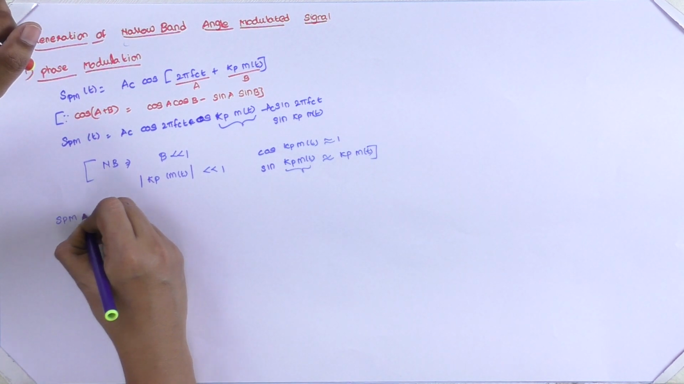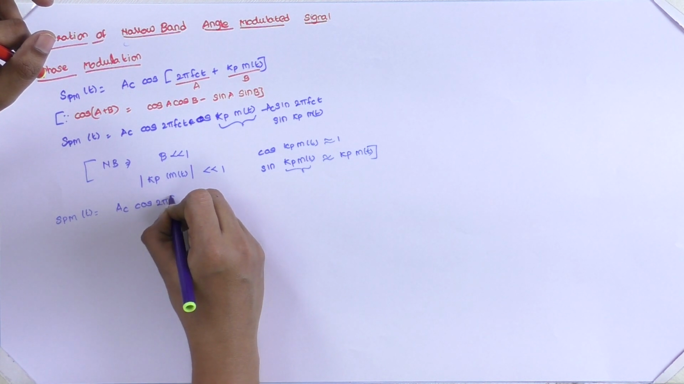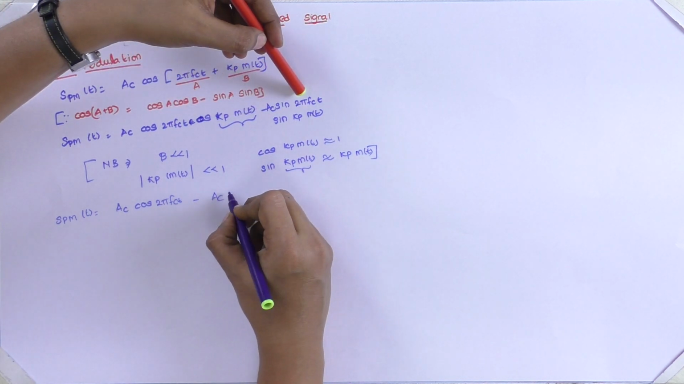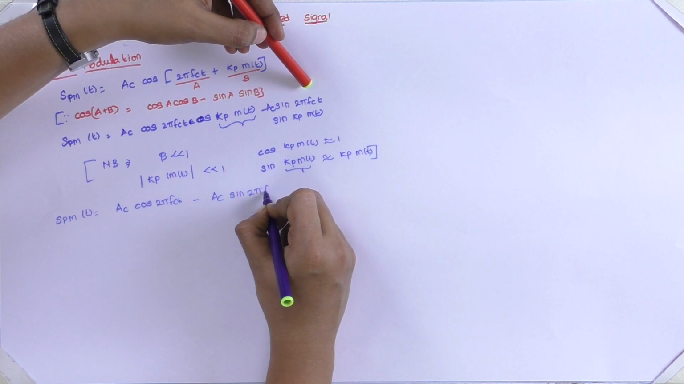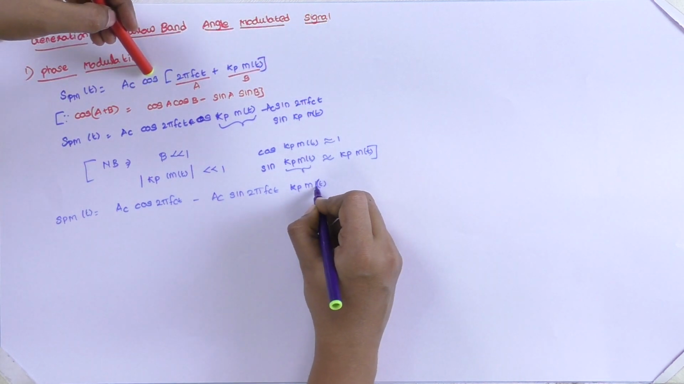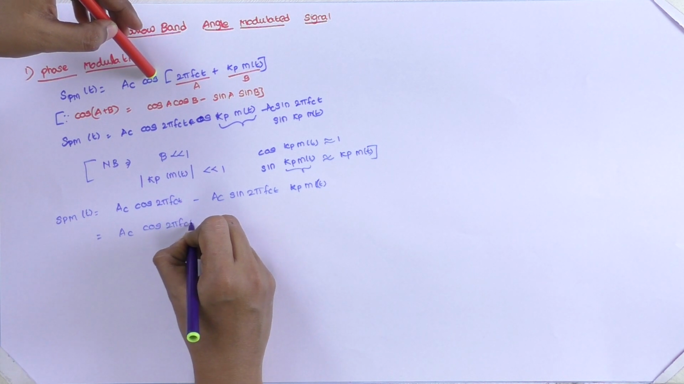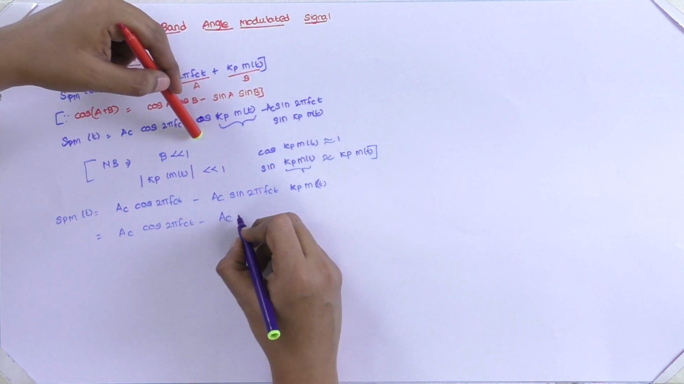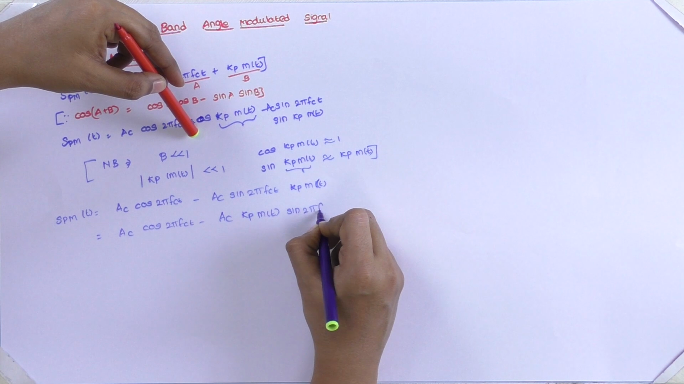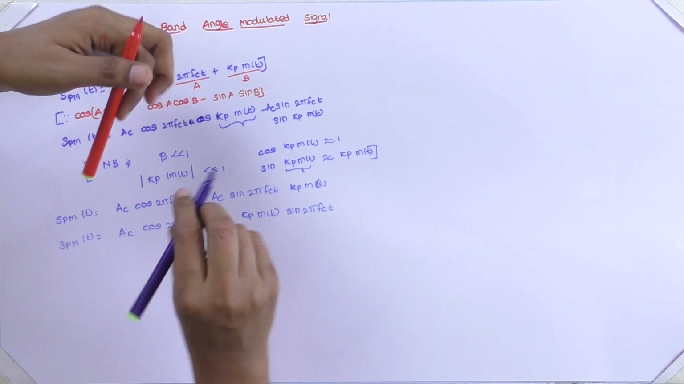S Pm of t is equal to AC cos 2 pi fct. This whole term will become 1. Therefore, AC sin 2 pi fct, this whole term will become kp m of t. By rearranging the terms, AC cos 2 pi fct minus AC, by bringing the constant terms in front, AC kp m of t into sin 2 pi fct. So, this is our final expression for narrowband modulated phase modulation.